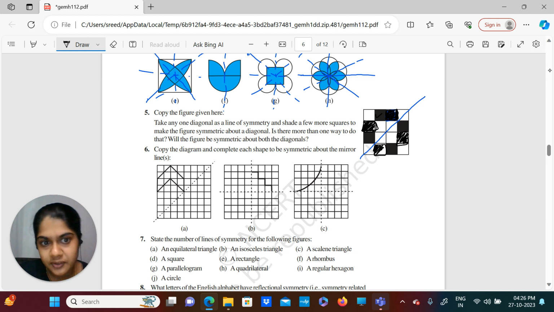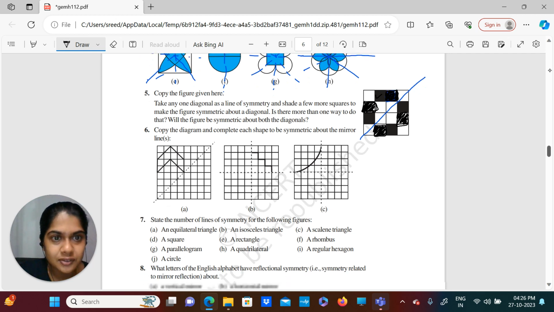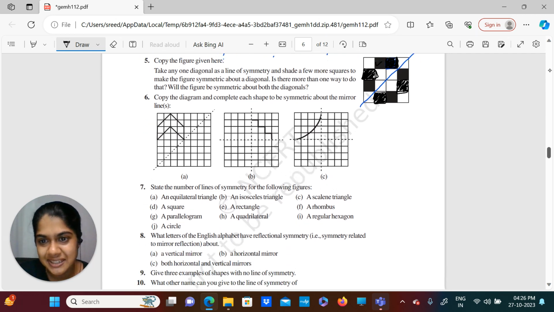Now look at it. The figure is symmetrical, right? I have drawn 1, 2, 3, 4. I colored 4 squares and I made it symmetrical. And this you can draw it. Okay, so this is the line of symmetry. So you should complete the square.